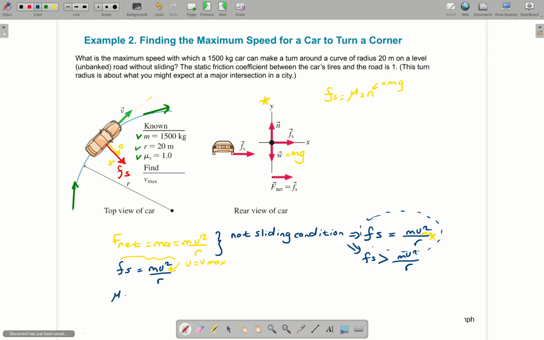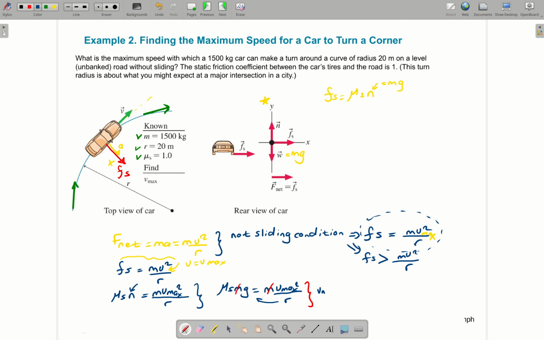I'm going to have my static friction force, mu s times N, is equal to m v max squared over r. Now I'm going to input mg for N. I will have mu s times mg is equal to m v max squared over r. Notice how I can divide each side by m. This goes away. And when I solve, I want to leave v max alone.